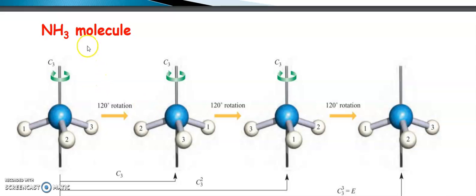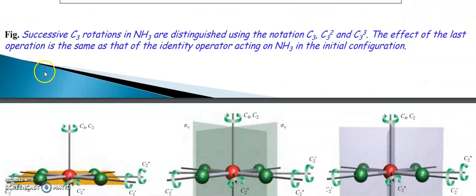So now the ammonia molecule: you can see after a C3 rotation you will get this one. Further C3 squared you will get this, and then C3 cubed means identity. So successive C3 rotations in ammonia are distinguished using the rotations C3, C3 squared, C3 cubed. The effect of C3 three times, two times, or one time.